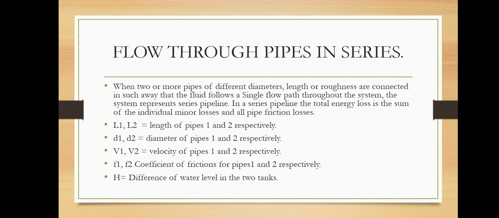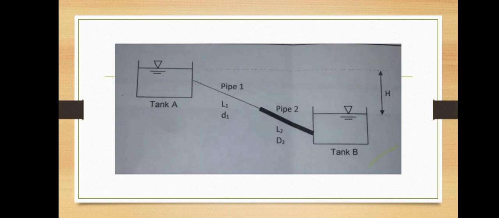L1, L2, length of pipe 1 and 2 respectively. D1, D2, diameter of pipe 1 and 2. V1, V2, velocity of pipe 1 and 2. f1, f2, coefficient of friction for pipe 1 and 2, and H, difference of water level in the two tanks. You can see the diagram on the next slide.